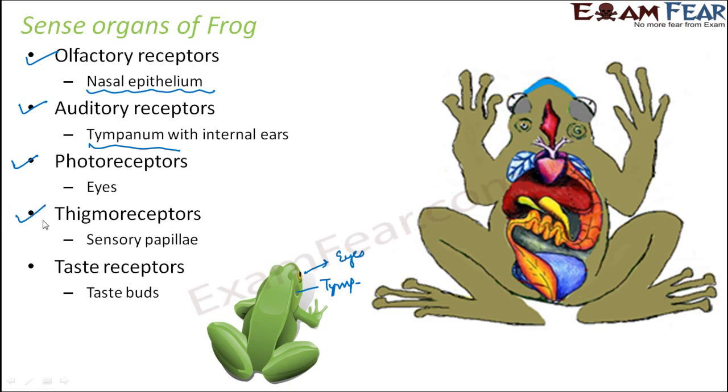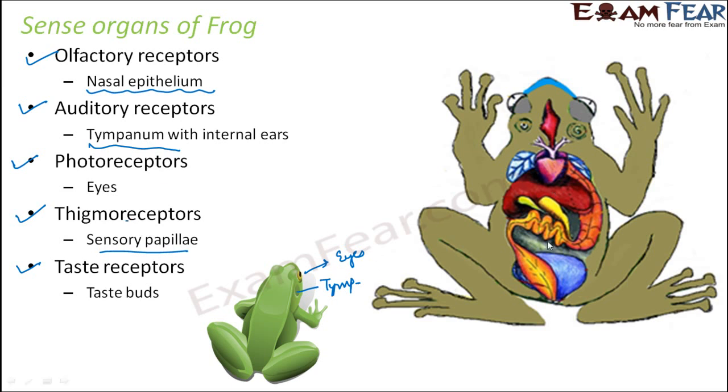Thigmoreceptors, that is the touch, are present in the sensory papillae, and because of which if you touch them, they can feel the touch. Taste receptors are present in the taste buds. If you see inside their mouth, they'll have the taste buds, and through that they can feel the taste. So these are the different sense organs in a frog.